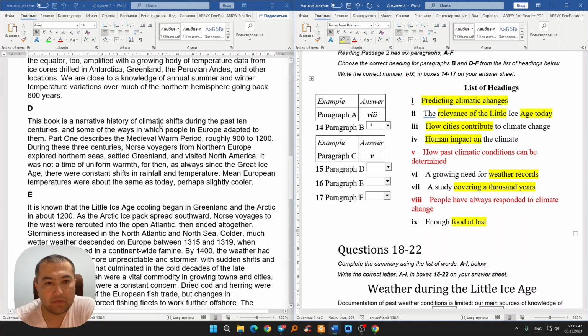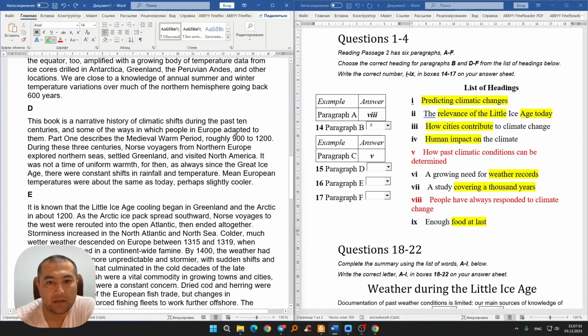This book is a narrative history of climatic shifts during the past 10 centuries, and some of the ways in which people in Europe adapted to them. During the past 10 centuries is definitely referring to 1,000 years. One describes the medieval warm period, roughly 1200. In these 3 centuries, Norse voyagers from northern Europe explored northern seas, settled Greenland, visited North America. It wasn't a time of uniform warmth for them. As always, since the Great Ice Age, there were constant shifts in rainfall and temperature. In Europe, temperatures were about the same as today, perhaps slightly cooler.